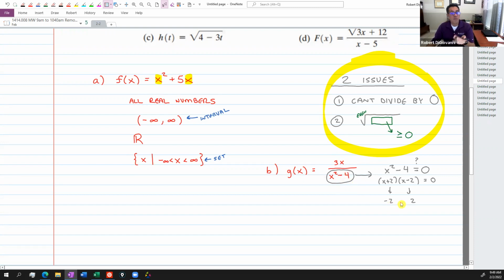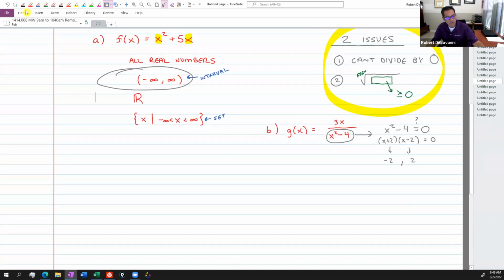So the question is, how do we write the domain? I'm going to do interval notation. I want all numbers except for these two. So here's the way I like to think about it. If you do a number line, the number 2 and the number -2 are not allowed. So I'm going to put open circles here. But you are allowed to have anything to the left of -2, anything between -2 and 2, and anything to the right of 2. That's a visual representation of our answers.